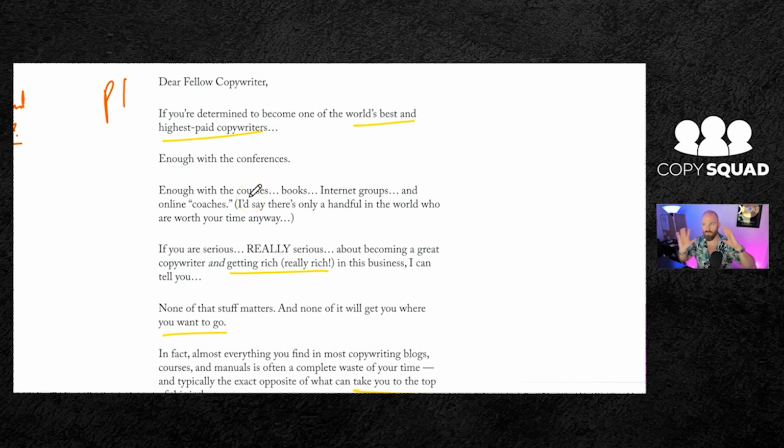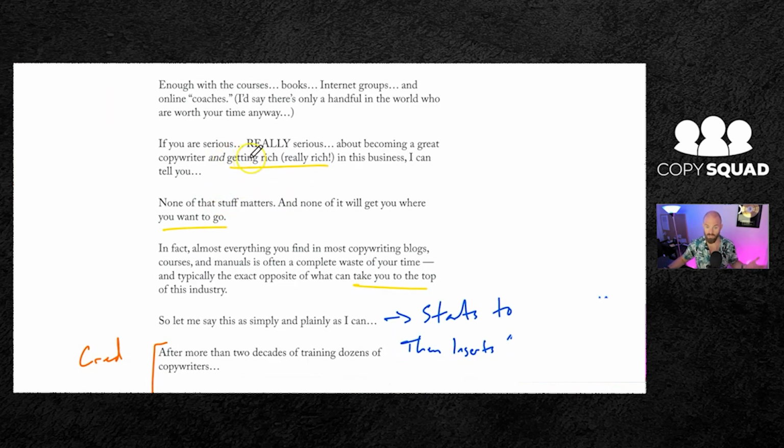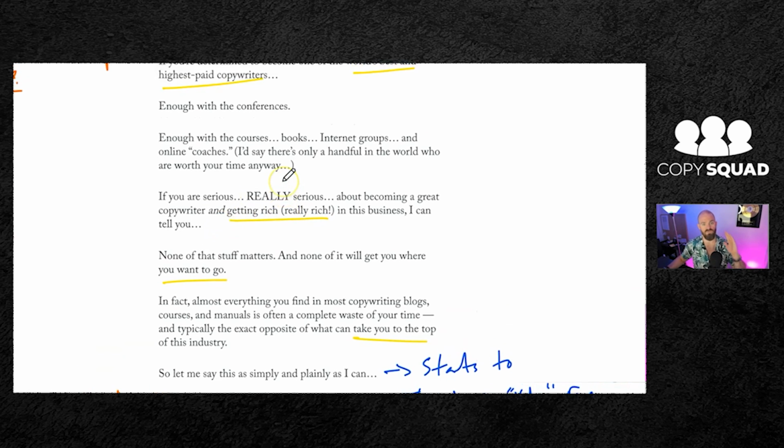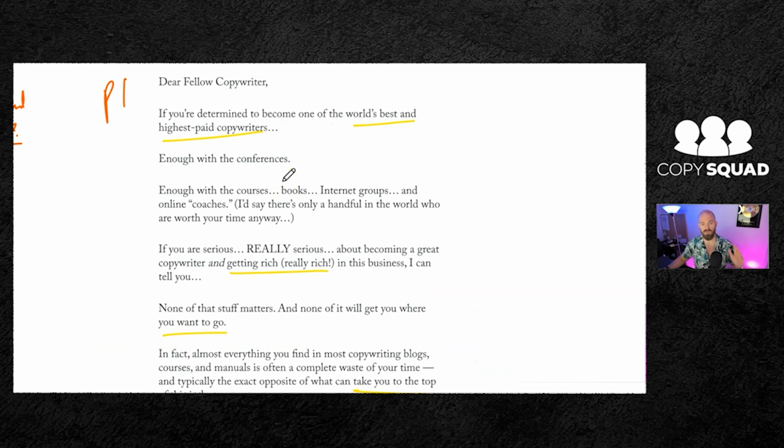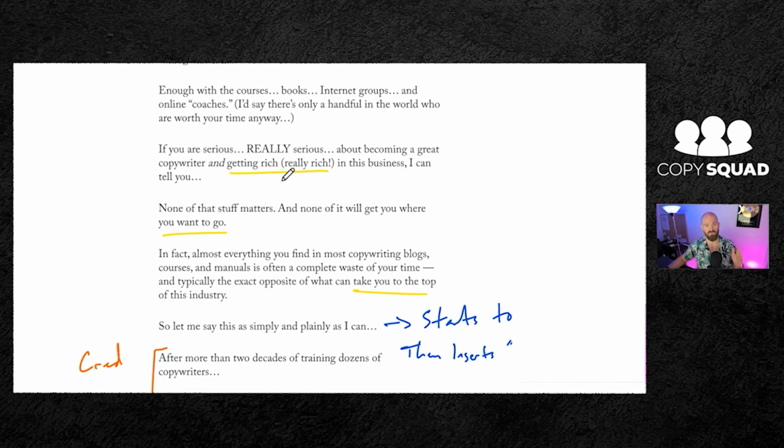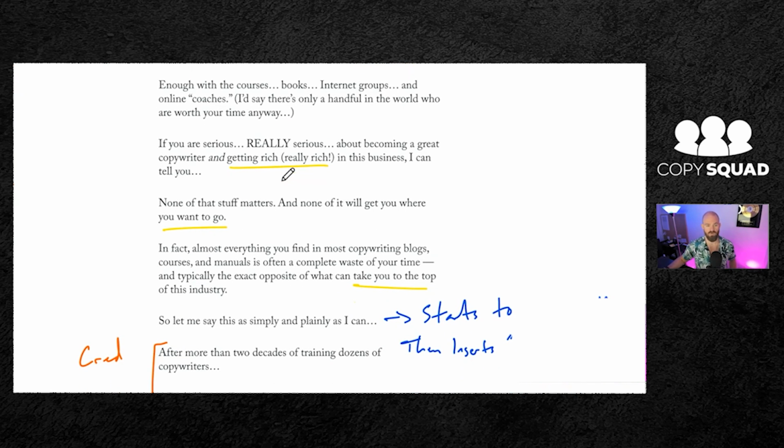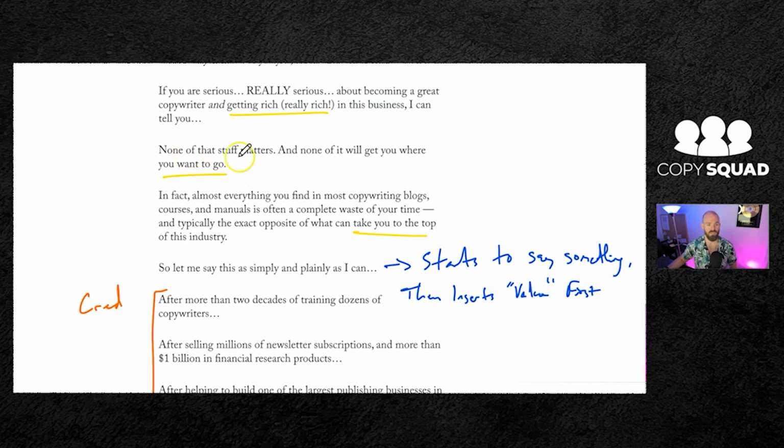Not only is he able to bring in these problems or pain points, but he still keeps them in the frame of the benefit of what's in it for you, going as far as saying if you want to get rich, really rich, I can tell you none of that stuff matters. So he brings it back to the reader and what they desire in this way. This is a little bit advanced, but this is very, very well crafted, very nuanced, benefit-driven copy. None of that stuff matters, and none of it will get you where you want to go.